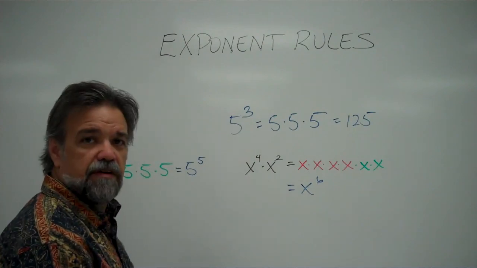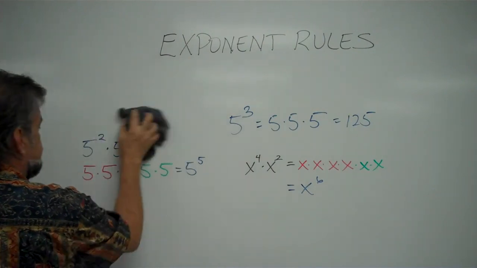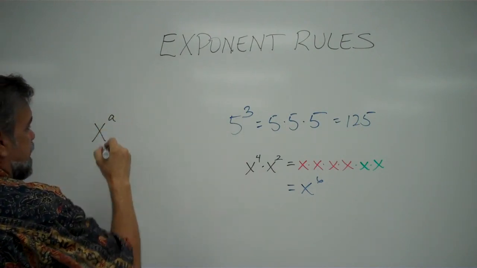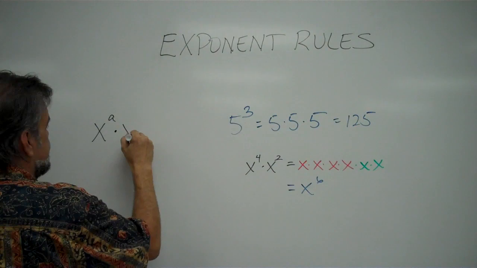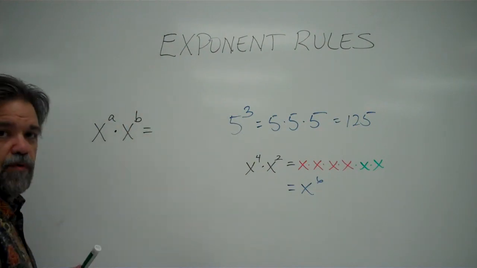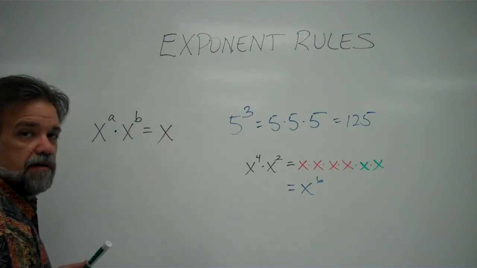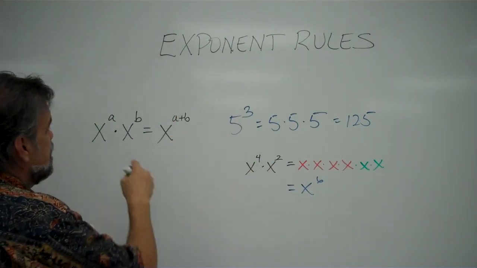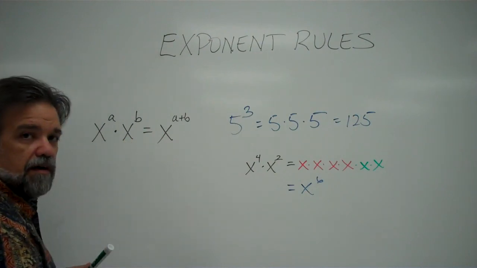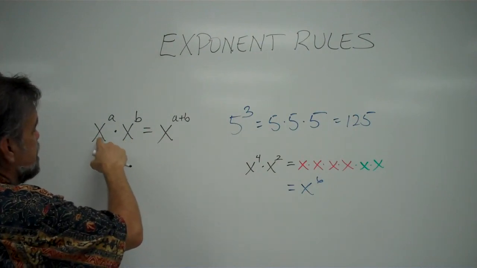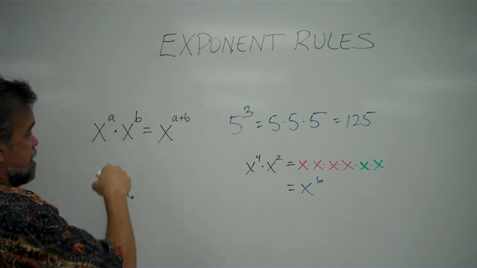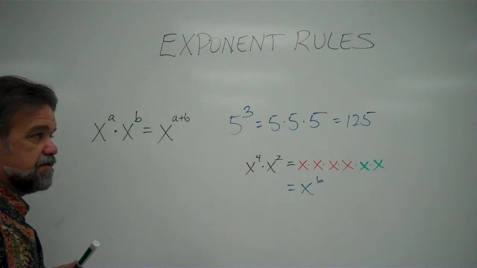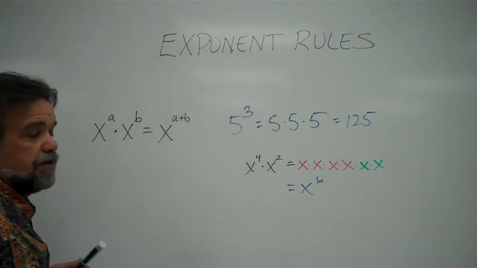So what am I finding out here? I'm finding out that when I have x to the a power times x to the b power, what I get is x to the a plus b power. Okay? That when you're multiplying numbers that have the same base and they're taken to exponents, what you do is you keep that same base and you add the exponents. All right, that's exponent rule number one.